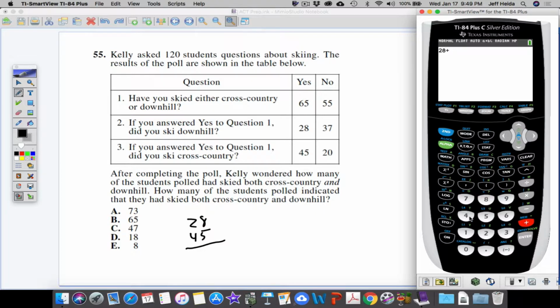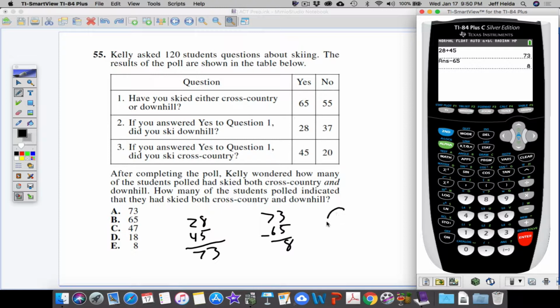28 plus 45 is 73. So it looks like 73 people did a combination of downhill and cross-country, but only 65 answered yes to the question. So 73 minus 65 is 8. So there are 8 people that answered yes to both of these questions.